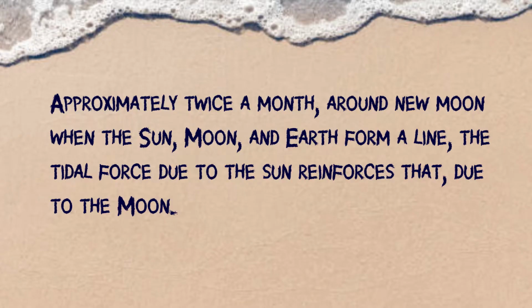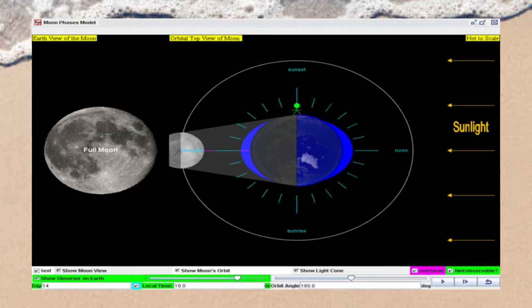Spring tide. Sun and moon at opposite sides. It's at 180 degrees. Approximately twice a month around full moon, when the sun, moon, and earth form a line, the tidal force due to the sun reinforces that due to the moon. Then is when we have a spring tide or a high tide. The second set of nip tide is when we have a full moon again.